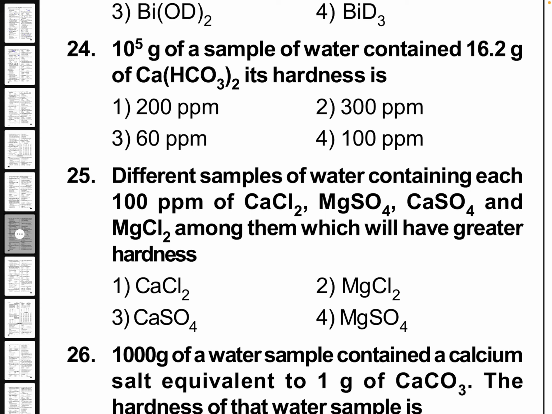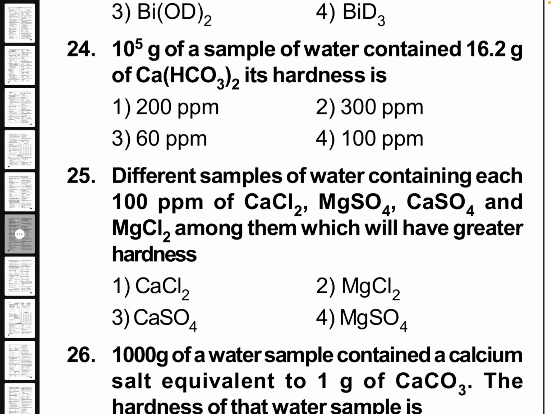24th. 10 power 5 gram of a sample of water contains 16.2 grams of calcium bicarbonate. Its hardness is. I told you the formula: mass by molar mass into 10 to the power of 8 by mass of water in gram. What is the mass given here? 16.2. Calcium bicarbonate molecular mass will be 162.